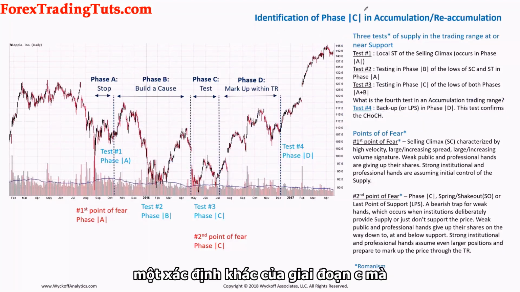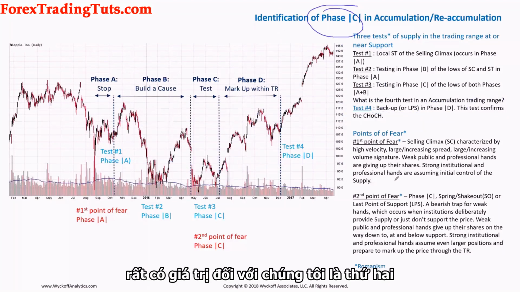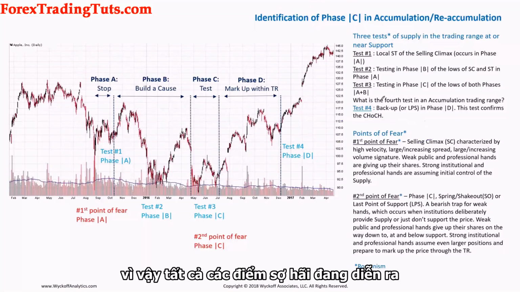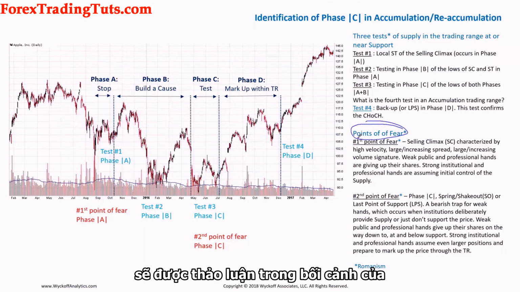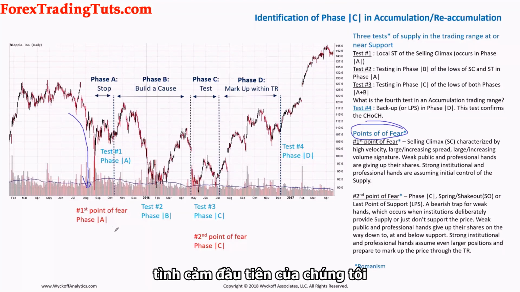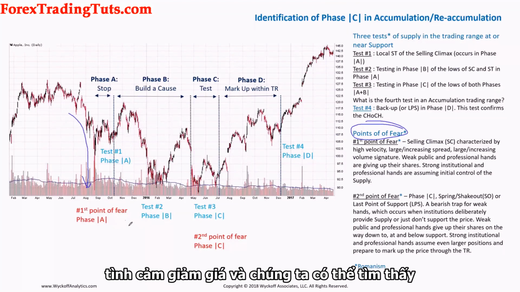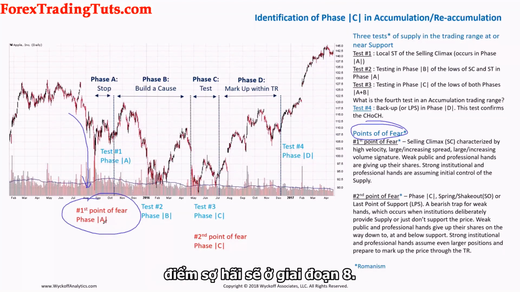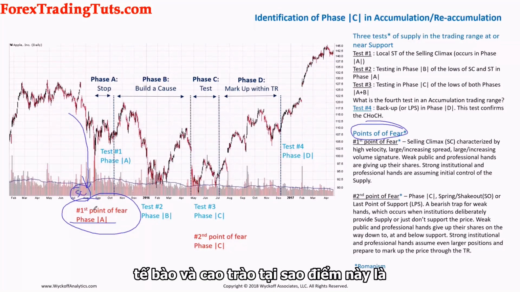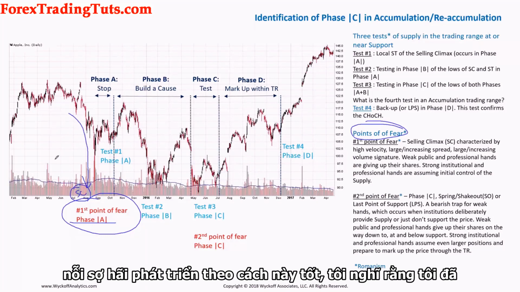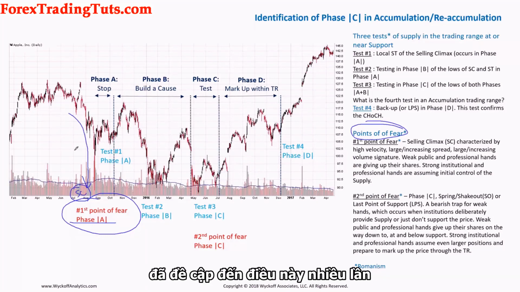Another identification of phase C that is very valuable to us is the second point of fear. So points of fear are all going to be discussed within the context of the sentiment. Our first bearish sentiment that we could find, and therefore the first point of fear, is going to be in phase A. It's going to be associated with the selling climax. Why does this point of fear develop this way? Well, I think I've mentioned this many times.